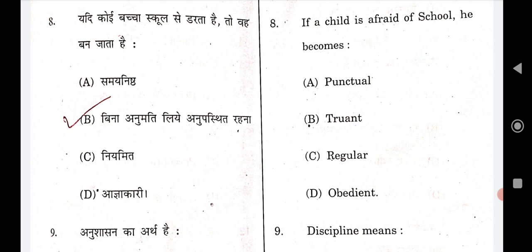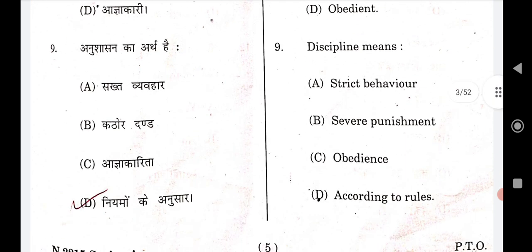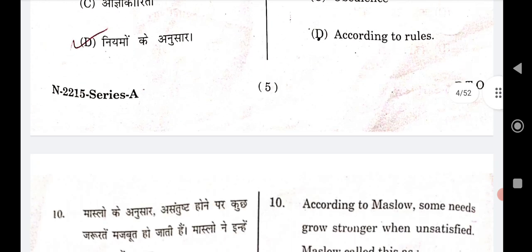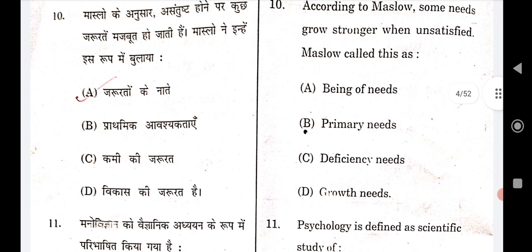Next question is: discipline means according to rules, नियमों के अनुसार. D is the correct option here. In question number 9, अनुशासन का अर्थ है नियमों के अनुसार. Next question, question number 10: according to Maslow, some needs grow stronger when unsatisfied. Maslow called these ज़रूरतों के नाते. Being needs is the correct option here, option A.